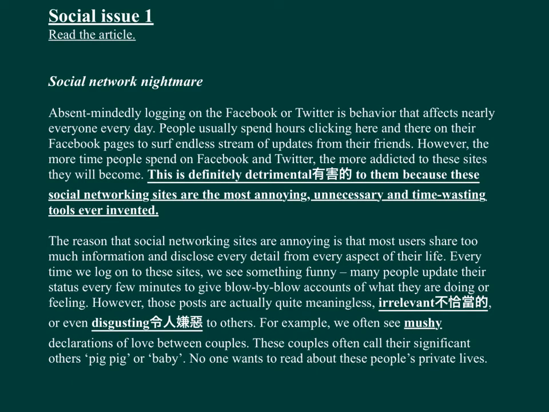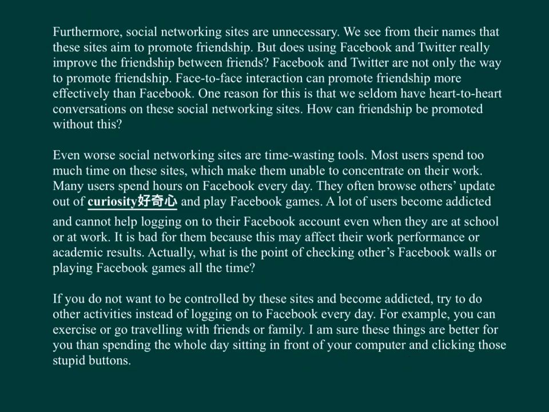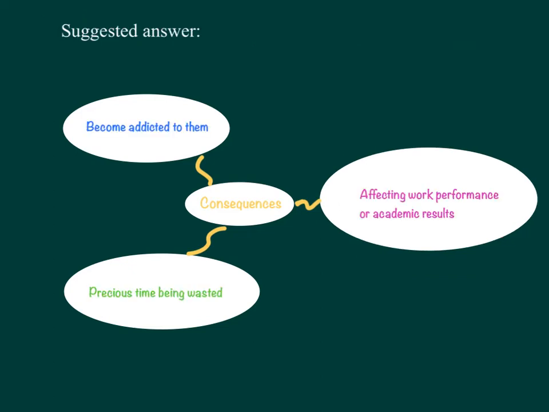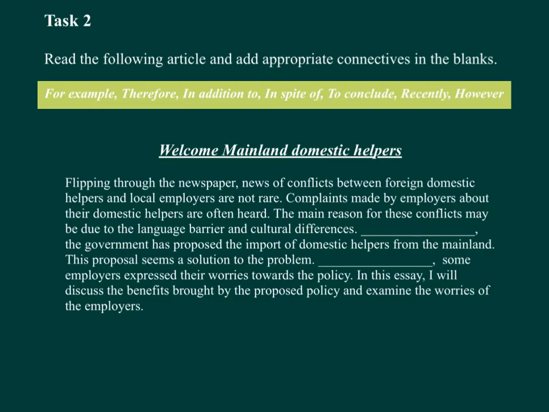Social Issue 1. Read the article. Task 1. What are the consequences of using too many social networking websites such as Facebook and Twitter? Suggested answer: becoming addicted to them, precious time being wasted, affecting work performance or academic results. Task 2. Read the following article and add appropriate connectives in the blanks: for example, therefore, in addition to, in spite of, to conclude, recently, however.